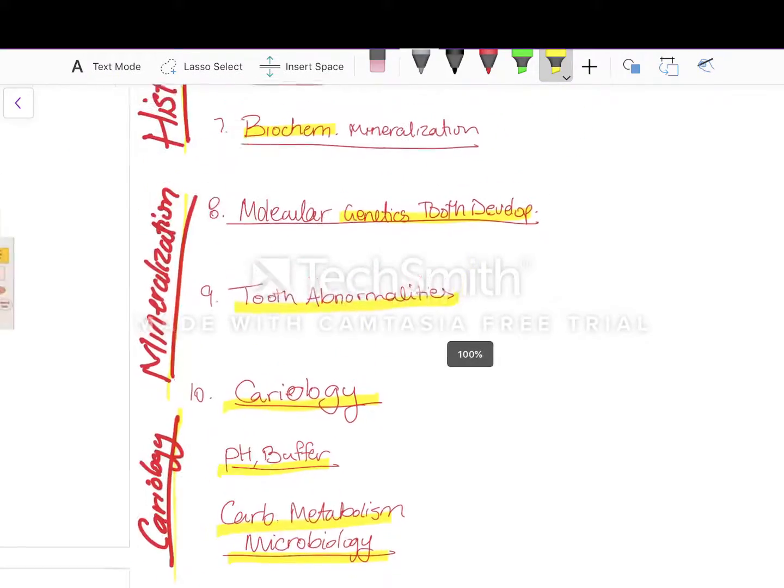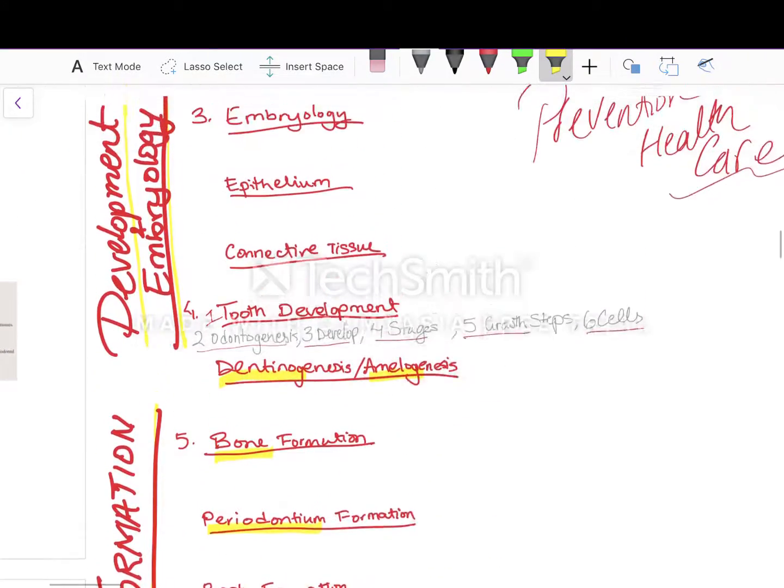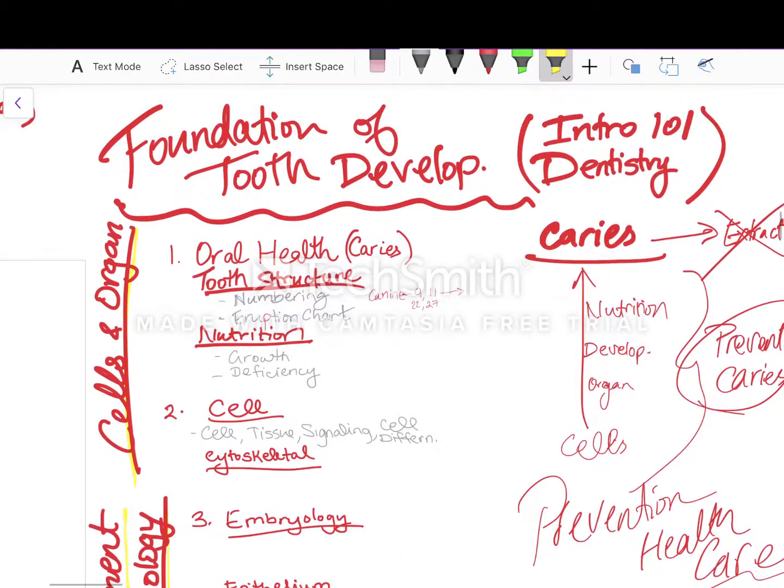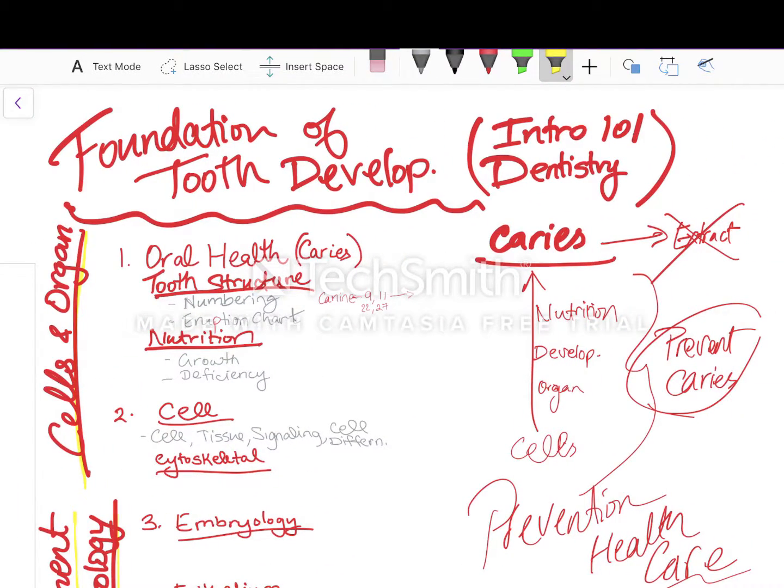So that is our fundamentals to tooth development, fundamentals to dentistry. Like I said, it's basically an intro course, which starts with basic cell biology, tooth development, embryology, and then we bring in the cariology and then how to prevent it. So if you can understand the basic steps, reverse engineer it, and then find a way where we can prevent caries and not focus on the old extraction.